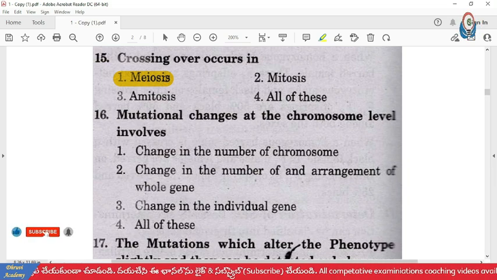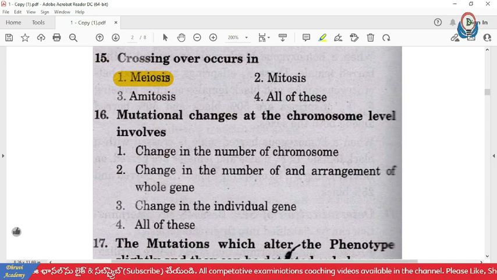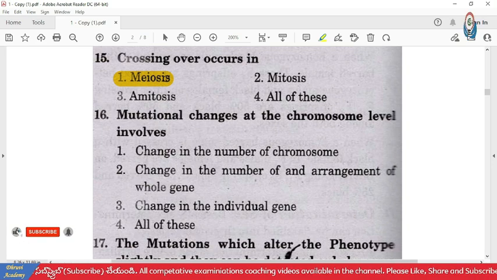Mitosis means a single cell divided into two identical daughter cells, that is called mitosis.